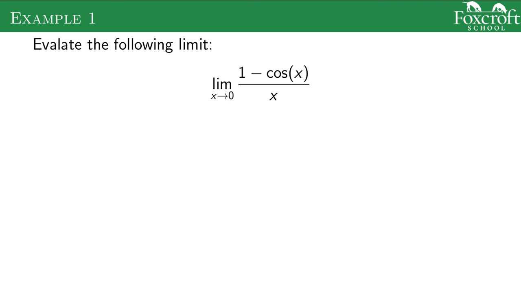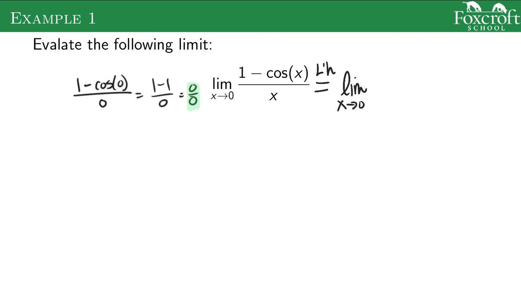Again, the first thing you should always do with a limit is just try to plug in the number. Cosine of 0 is 1, and I get 0 over 0. This is really important to check, because if you do get 0 over 0, then I can use L'Hopital's rule and I get the same limit. The limit's still going to 0, but now, instead of 1 minus cosine of x, I take its derivative. The derivative of 1 minus cosine of x is positive sine of x. The derivative of x is 1.